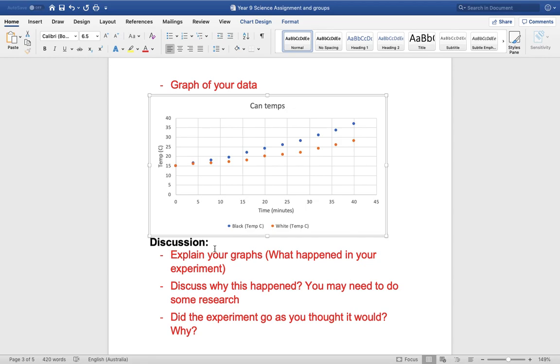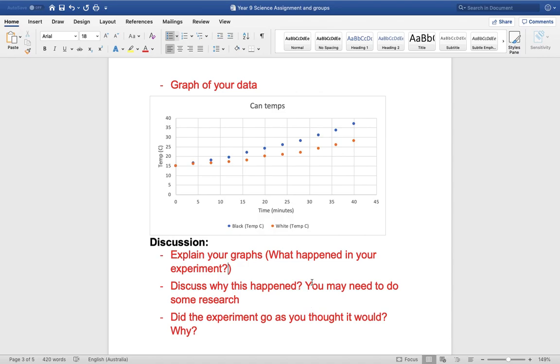So you've got to explain your graphs, what happened in your experiment. Well, in this experiment, our black can absorbed more of the heat and it got hotter. The water inside the can was hotter than the water inside the white can. Discuss why this happened. Well, this happened because black absorbs more heat and white reflects more heat.